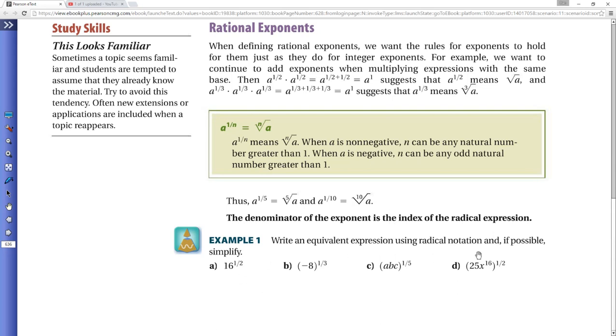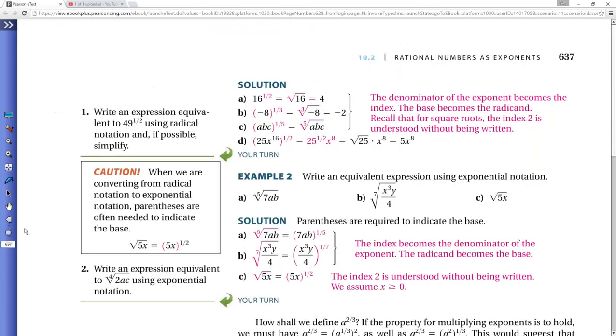So write equivalent expressions using radical notation. So 16 to the 1/2 power would be the square root of 16, and so on. And they show that. And the other way around here too. So if we have the 5th root of 7ab, we could write that as the quantity 7ab to the 1/5 power. Make sure that you take everything that's underneath that radical symbol, in this case 7ab, all to the 1/5 power.